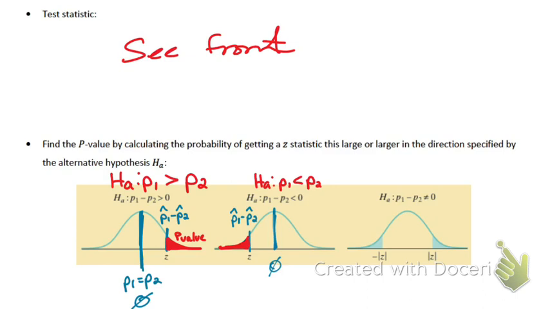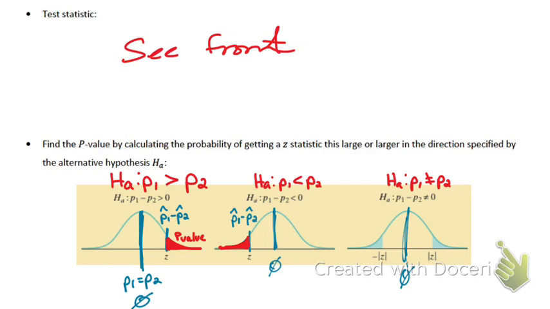And finally, sometimes I might just think, well, I don't know how they're different, I just think they're different. So therefore, their difference is not 0. In that situation, we can get evidence from either side, either above or below, it doesn't matter. And that would be our picture of that. Cool?